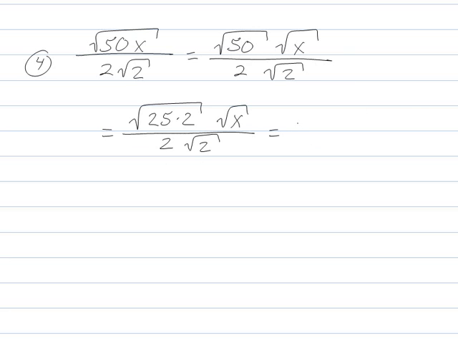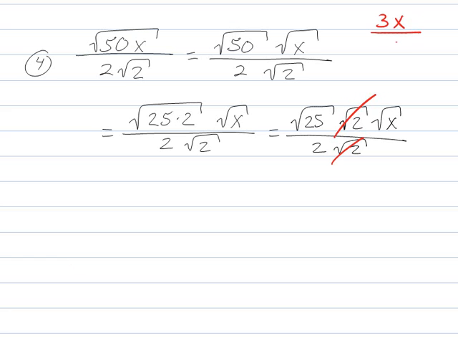So that's going to be square root of 25 times the square root of 2 times the square root of x over 2 times the square root of 2. Now, this is where you can actually cancel something out, which is amazing. The square roots of 2 cancel out because everything's being multiplied by each other. There's no addition signs. There's no subtraction signs. Everything's being multiplied. And so if I had 3x over 5x, I can cancel the x's out. It's the same thing. I can cancel out the square roots of 2.